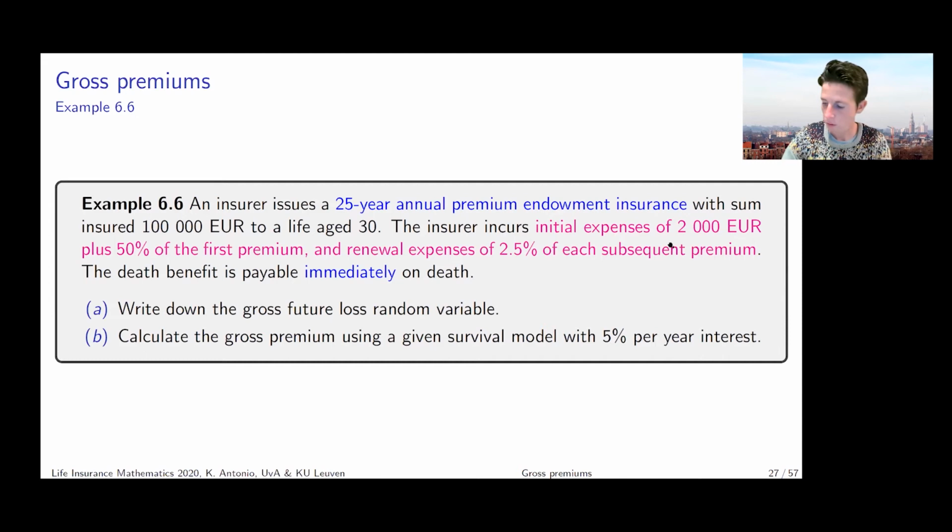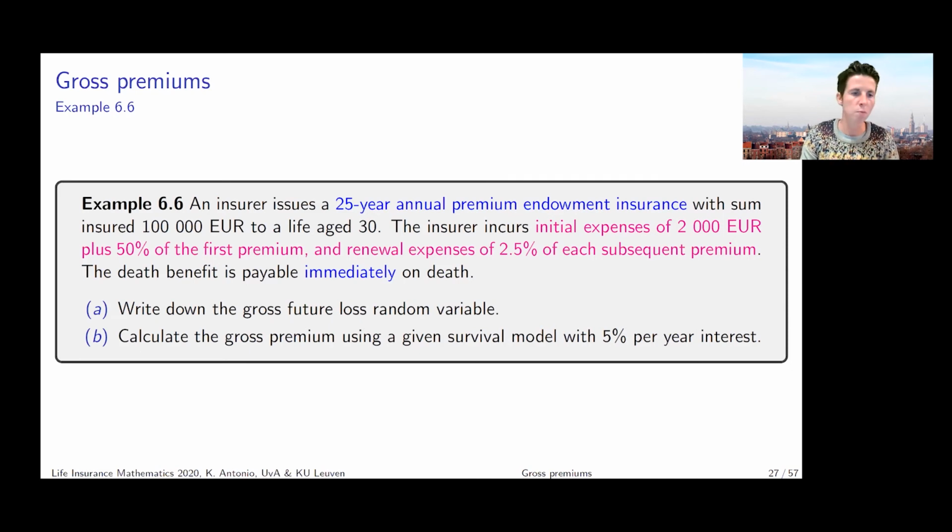And in magenta, you can read the information about the different expenses covered in this contract. It's typically a little bit awkward to figure out. So here you read that there is an initial expense of 2,000 euros, which is payable at time 0. And then you've got 50% of the first premium.